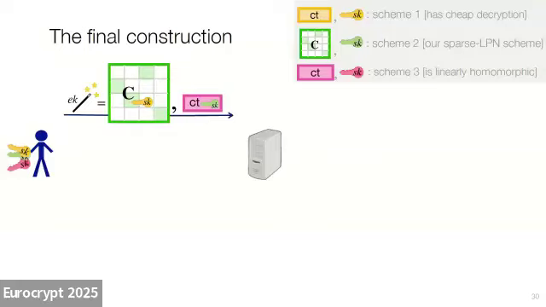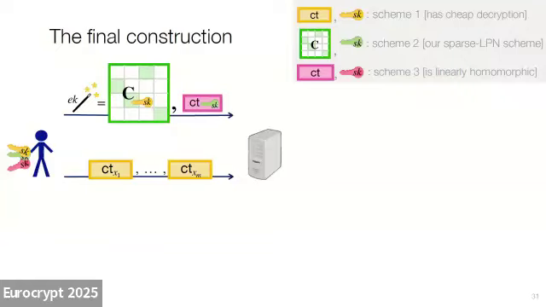So again, we have our three schemes. The first one has cheap decryption, the second one is homomorphic but not compact, and the third one is linearly homomorphic. And what our user needs to do is sample a secret key for each scheme, and then publish a one-time evaluation key that really is just going to be a chain of encryptions of one scheme's secret key under the next. So this is exactly the material that we'll need to perform these translations.